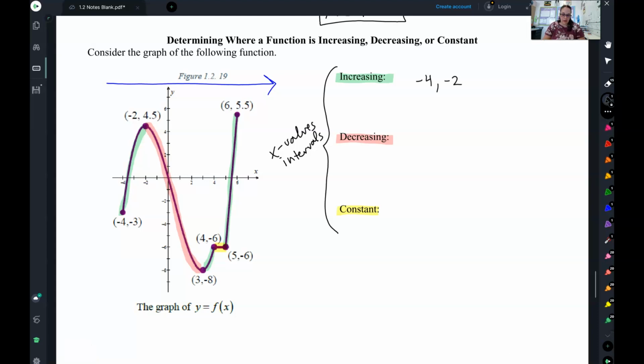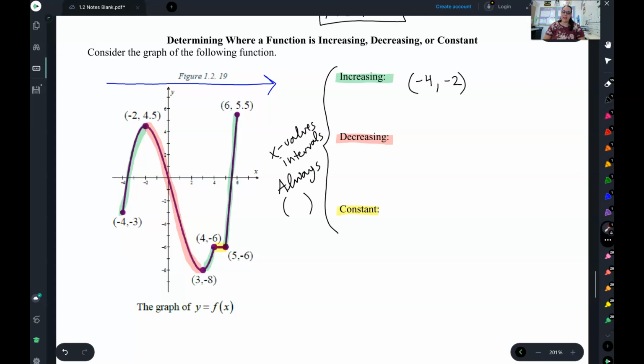Now, because this is an interval, I can use parentheses to not include it, or I can use brackets to include it. So I'm going to tell you right now, anytime you're doing increasing, decreasing, constant, it is always parentheses. You do not do brackets. Now, the explanation for why we don't do brackets kind of gets into a little bit of calculus and the definitions of increasing and decreasing with limits and all that jazz. So for now, don't worry about it too much. Just know that we always do parentheses. So we're going to go parentheses from -4 to -2.